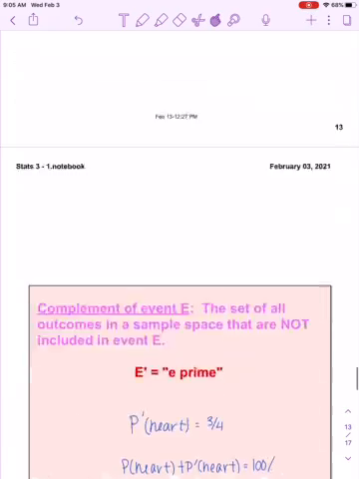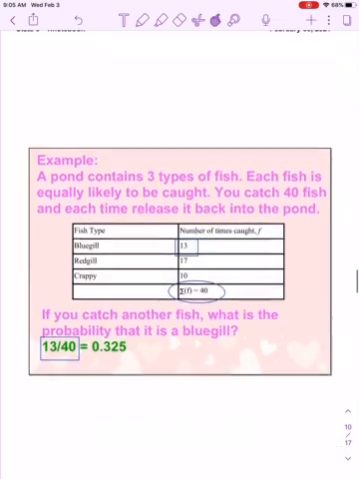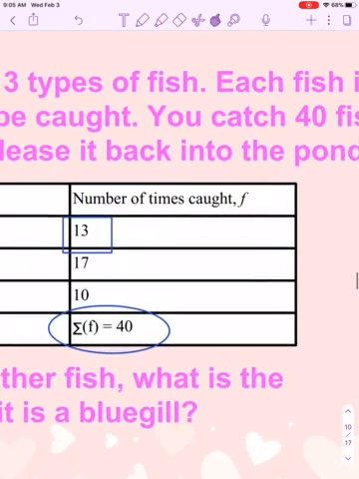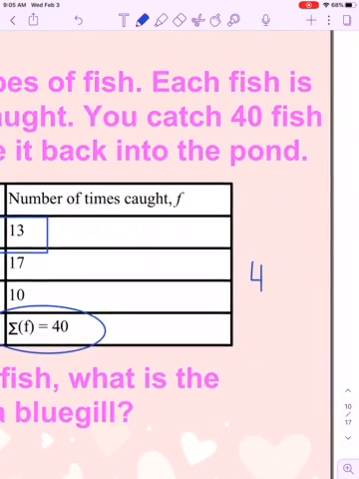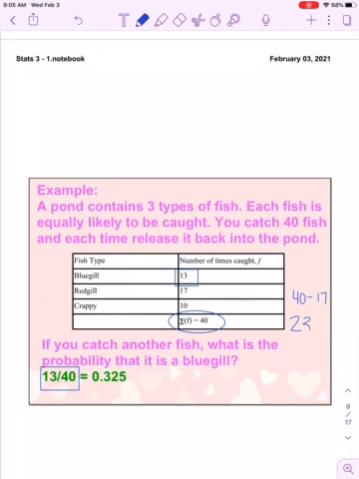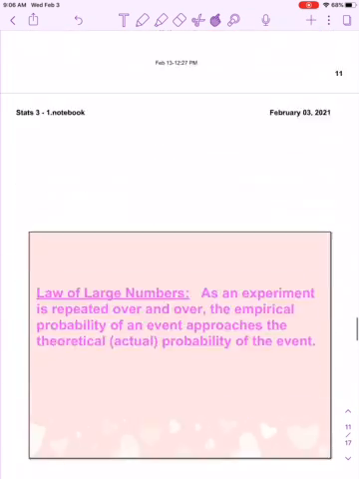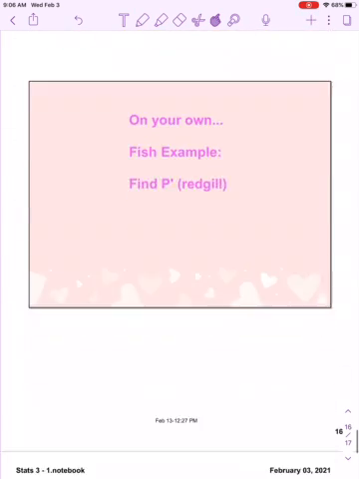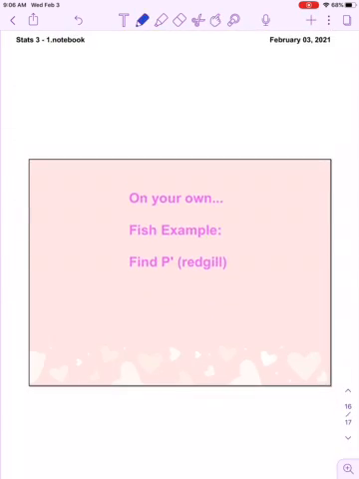So this says the probability of not picking a red gill. So if we go back up to the fish example, I picked 40 total fish, okay, and 17 of them were red gill, okay? So the probability of not picking it is going to be 40 minus 17, which is 23 out of 40. So that's the probability of not picking it. Or I could have added 13 and 10 and gotten 23. It's the same thing. It's just not including whatever was listed. So not red gill is 23 out of 40.